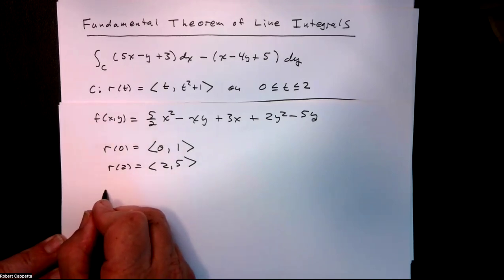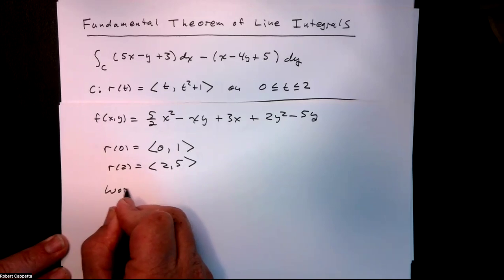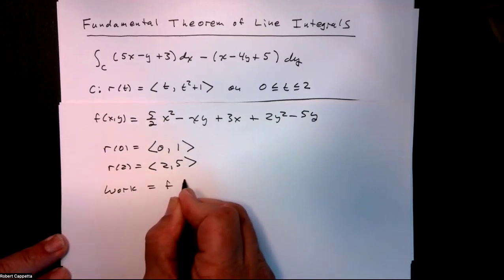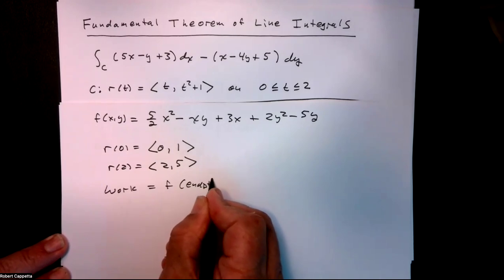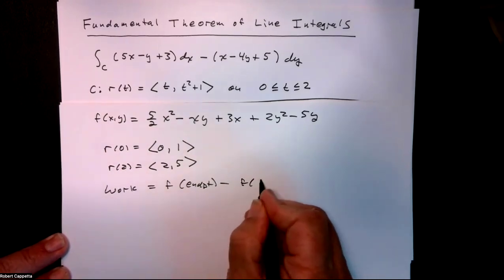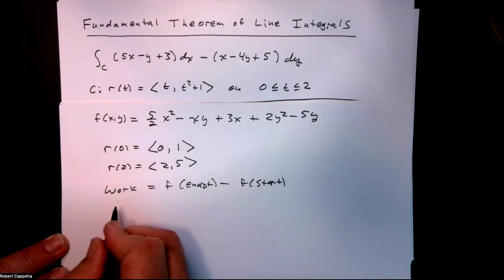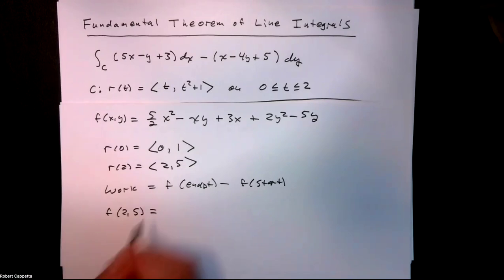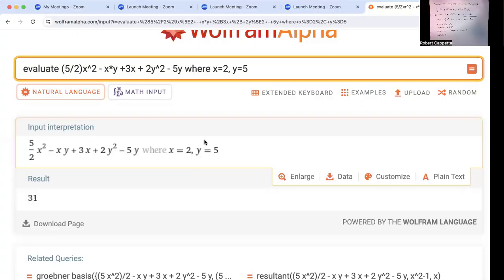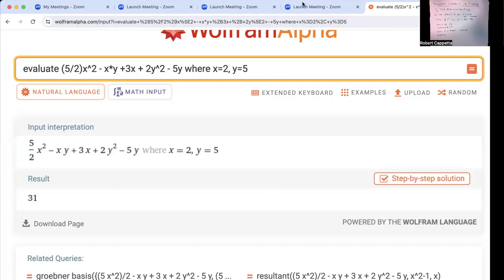Let's do the 2, 5 first, because we know that the work, according to the fundamental theorem of line integrals, will be the potential function at the endpoint minus the potential function at the starting point. So we need to find out what is little f of 2, 5. What do we get? Going to technology, what do we see? Evaluate 5/2 x squared minus xy plus 3x plus 2y squared minus 5y when x equals 2, y equals 5. We get 31.